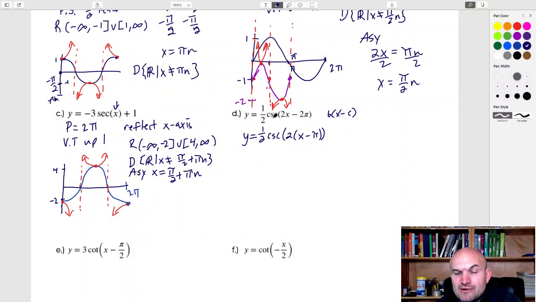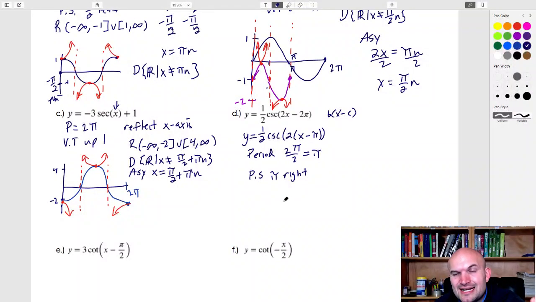So in this case, we don't need to worry about the a right now. We know that's going to be compressing the graph. I can figure out the period. That's easy. That's going to be 2 pi divided by 2, which is equal to pi. My phase shift, I can see that this is just going to be going pi to the right. So I'd say pi to the right. There's no vertical shift, so we're good there.